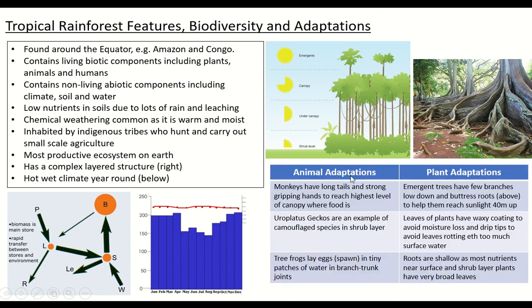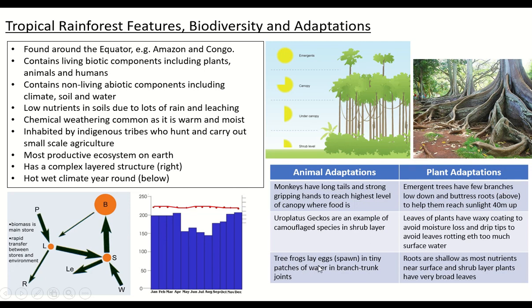So in terms of adaptations, animals, how they're adapted. Monkeys have got long tails and strong gripping hands to reach the highest level of the canopy because that's where their food is going to be, that most productive area. The Europlatus gecko is a good example of a camouflaged species, but if you know of other species that are camouflaged in the rainforest, then just use those.